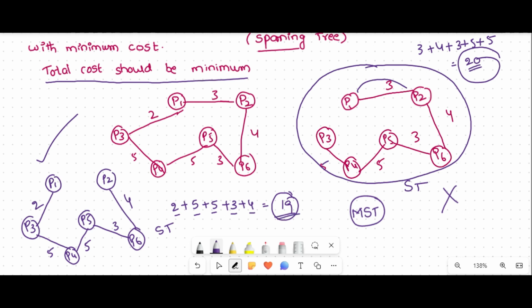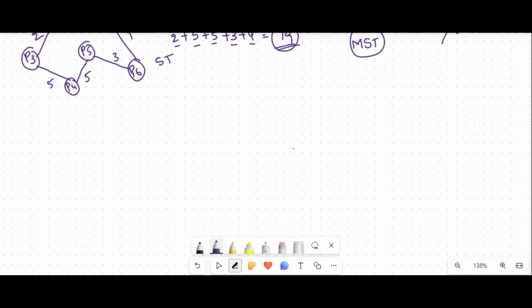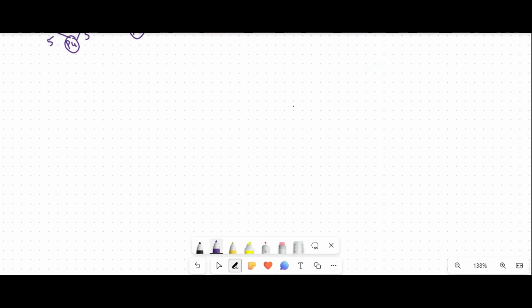So for a given graph, you may have more than one spanning tree. From all those spanning trees, we consider the one with the total cost minimum as the minimum cost spanning tree. Hope you understand the definition of minimum cost spanning tree. Now, how to construct this minimum cost spanning tree?